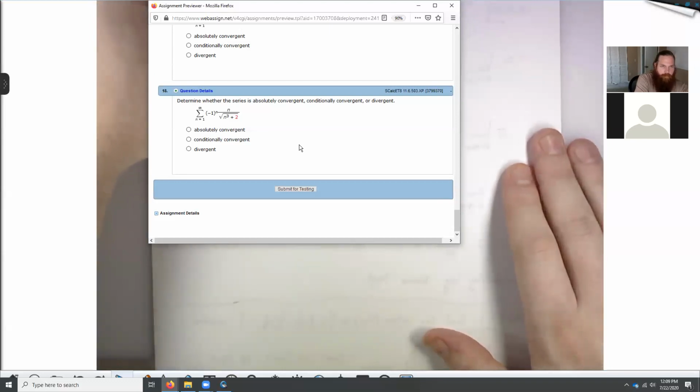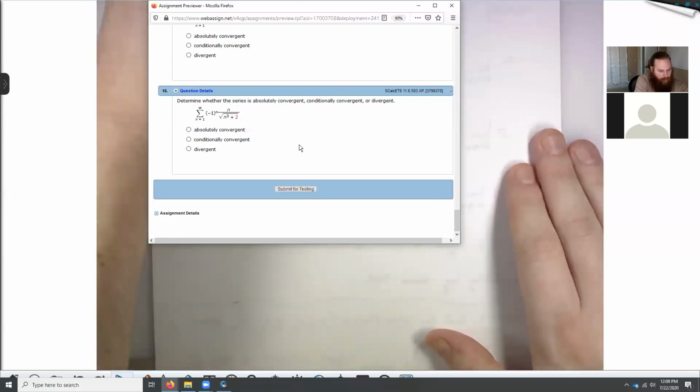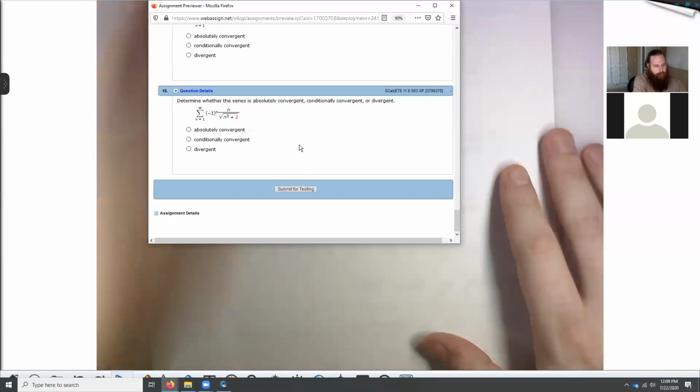Again, I'm just going to write down the series. We know what we want to do. We want to classify it according to its convergence. It's the series of (-1) to the n times n over the square root of n cubed plus 2.